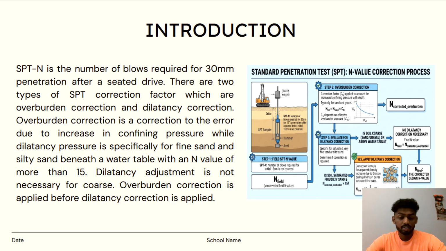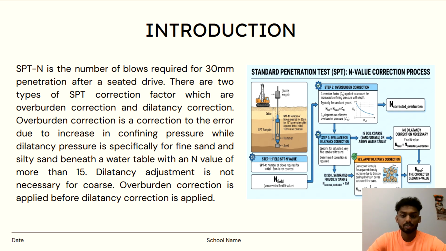The standard penetration test, or SPT, is used in geotechnical engineering to measure soil resistance. The SPT N value represents the number of blows required to drive a sampler into the soil for 300 mm after an initial seating drive. However, the raw N value obtained in the field is not always accurate because it is affected by different field conditions. So we apply corrections to make the value more reliable.